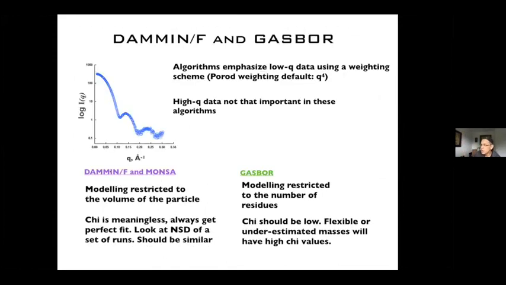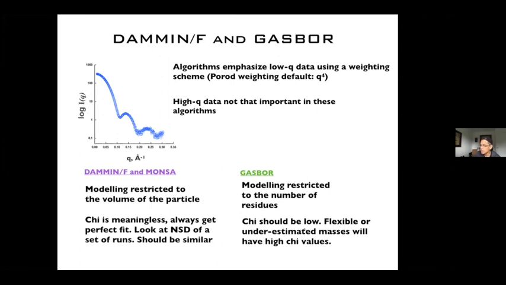Okay, so the difference between GASBOR, DAMIF, and DAMMIN is that modeling for DAMMIN and DAMIF is restricted to the volume of the particle, whereas for GASBOR, the modeling is restricted to the number of residues. So this is kind of a mass constraint. Chi here is meaningless. You always get a perfect fit at the end of the day, so you really want to look at the NSD of the set of runs. They should be similar. For GASBOR, Chi should be low. It won't be as meaningless.